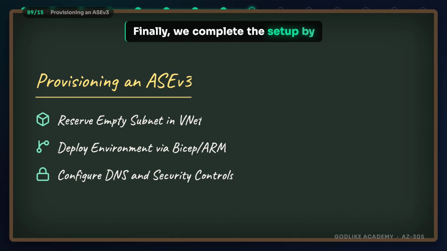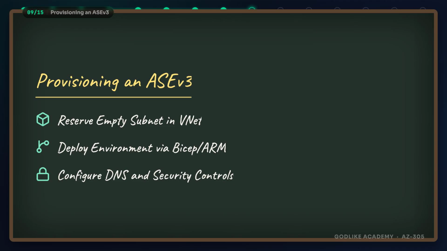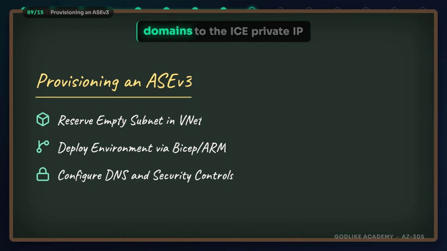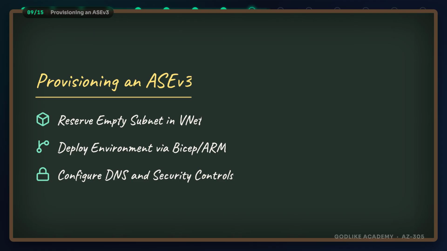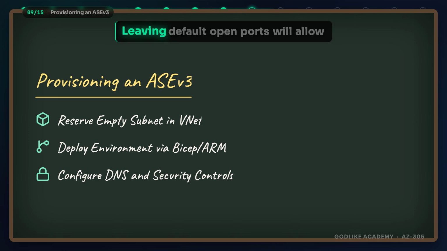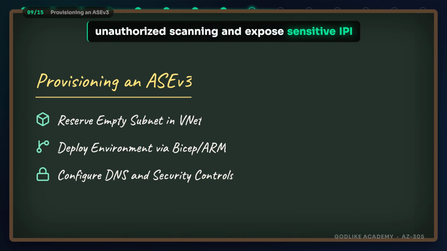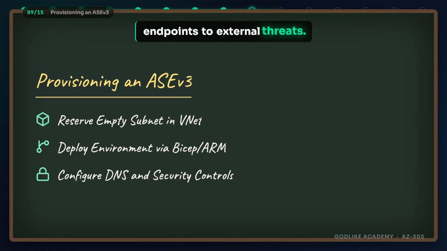Finally, we complete the setup by configuring DNS and security controls. You must set up Azure private DNS zones to map your custom domains to the ASE private IP address using A records. Additionally, you implement NSG rules and WAF policies to control inbound traffic, ensuring only authorized requests reach your applications. You should enforce port 443 restrictions on all worker nodes. Leaving default open ports will allow unauthorized scanning and expose sensitive endpoints to external threats.